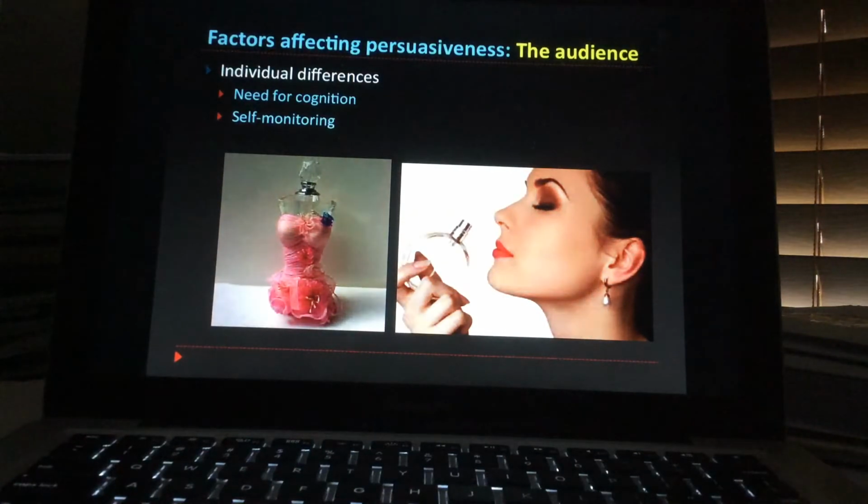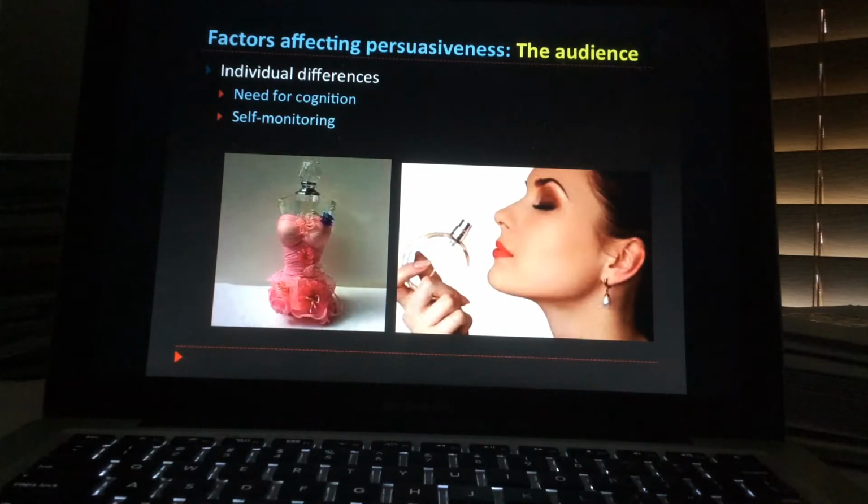So there's a whole bunch of research that shows that people who are high in self-monitoring are more likely to use the peripheral route than people who are low in self-monitoring. So low self-monitors are more likely to use the central route. Now, the reason I have these two pictures of perfume bottles in here is that it's a really nice analogy to how people who are high or low self-monitors are persuaded to buy different types of perfume or aftershave.